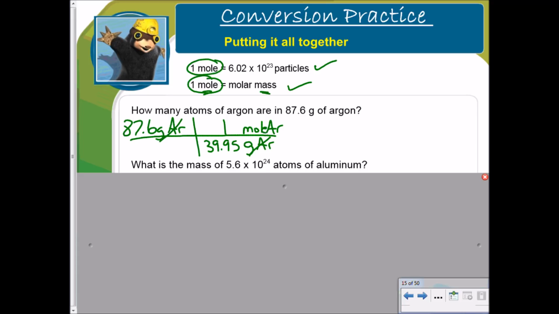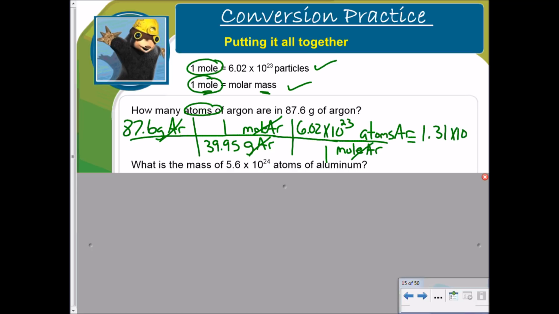And now we're in moles, but we want to be in atoms, so we just draw brackets again. We want to get rid of moles, so it goes on bottom. And now we can get to atoms. And the relationship between moles and atoms is that 1 mole is equal to 6.02 times 10 to the 23rd. And so those cross out. And so we multiply everything across the top and divide it by everything across the bottom. You should get 1.31 times 10 to the 24th atoms of argon.